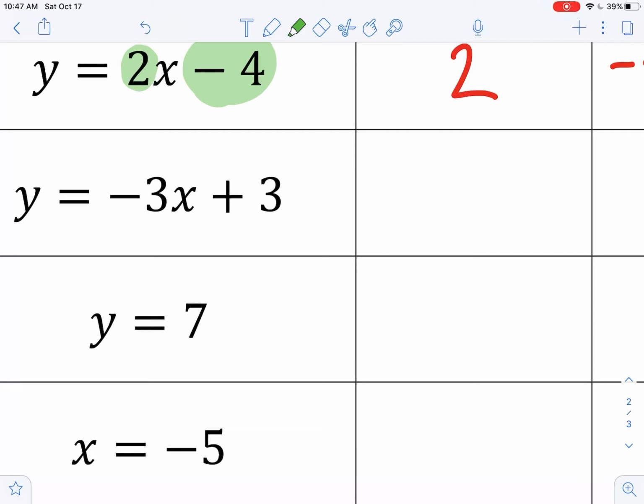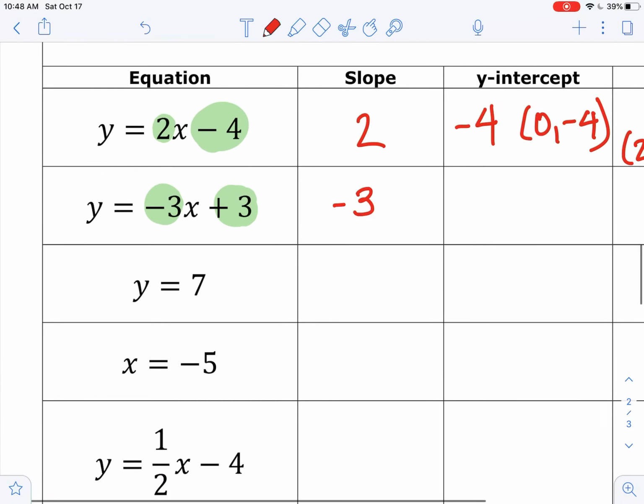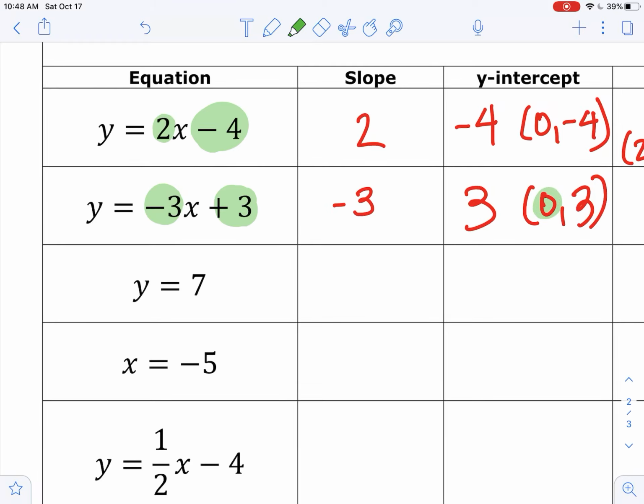Again, the easy ones to find are going to be your slope, which is right in front of the x. It's always married to your x. So that slope is -3. Then you have your y-intercept, which is next to it, and it's a +3. So we're going to put that +3 here, and let's write it as a coordinate. So 0, 3. Again, anytime you find the y-intercept, your x is going to be 0.